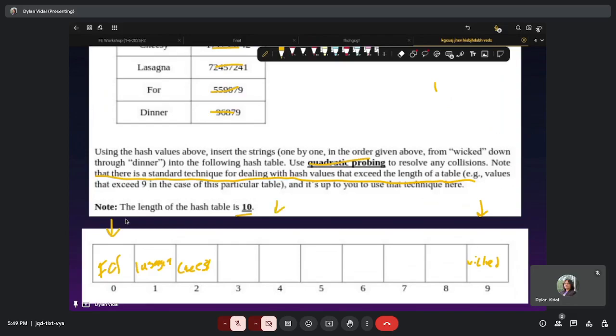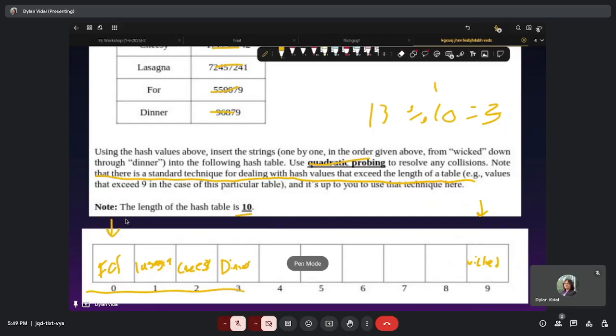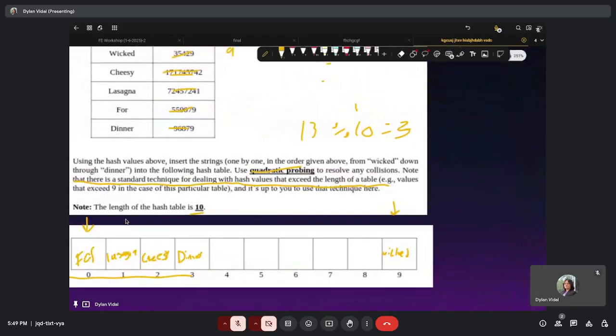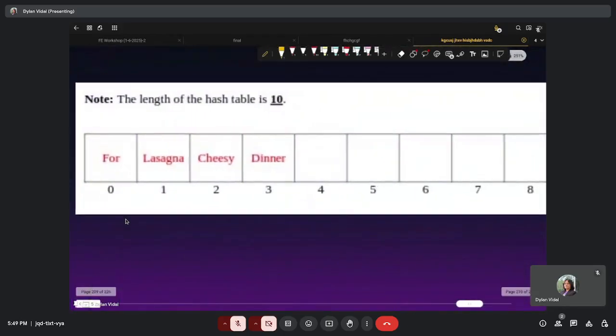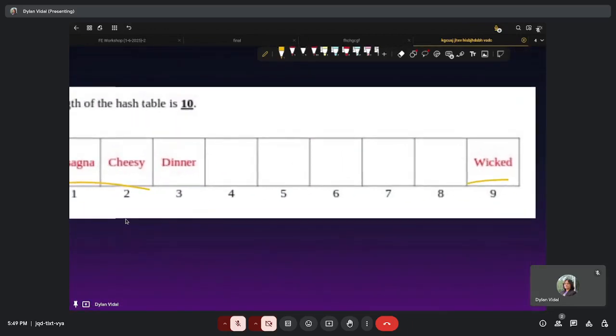And here's room for dinner. Wait, no. 9 plus 4 is going to give us 13 mod 10 equals 3. So dinner goes here. And so everyone kind of see how we did that? So we have wicked for lasagna, cheesy, dinner. All right, cool. So we come here, for lasagna, cheesy, dinner, wicked. All right, awesome. So we did that problem.